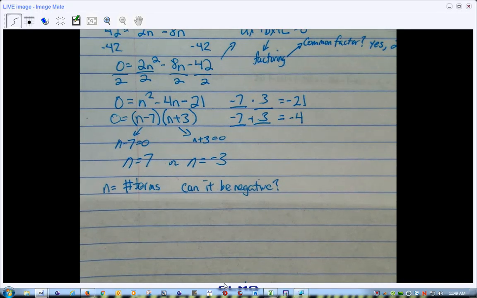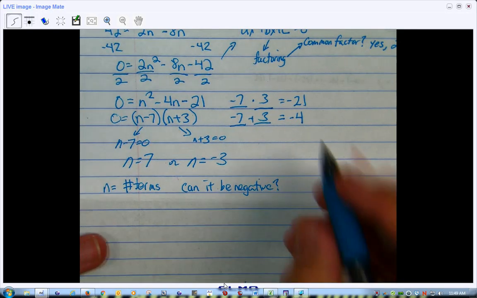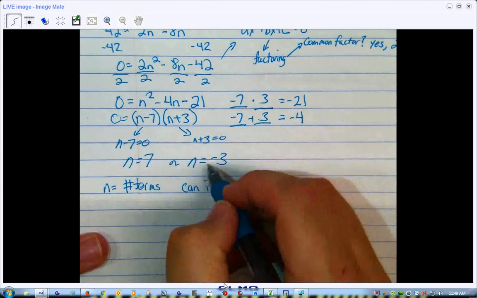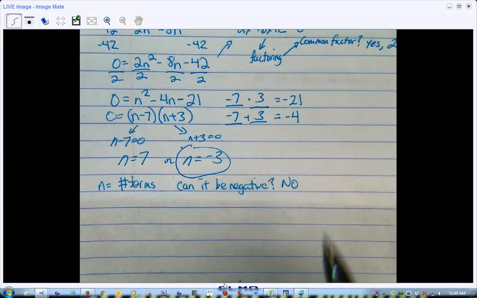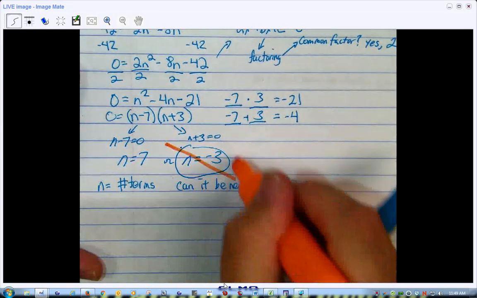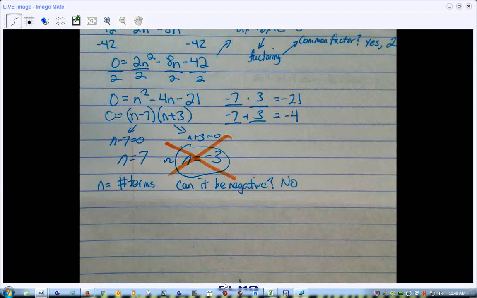No. So this one I'm going to get rid of right away. And so n is equal to 7. And so there's 7 terms in this problem.